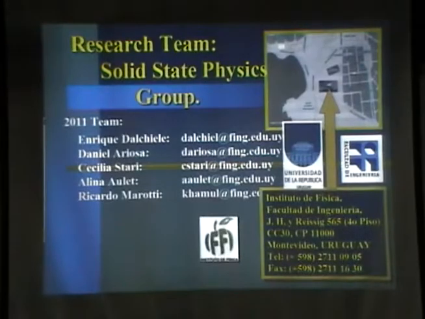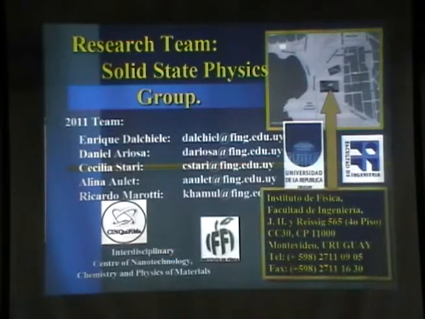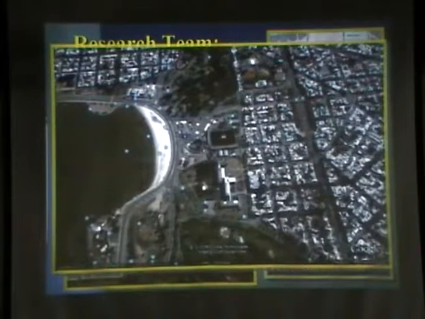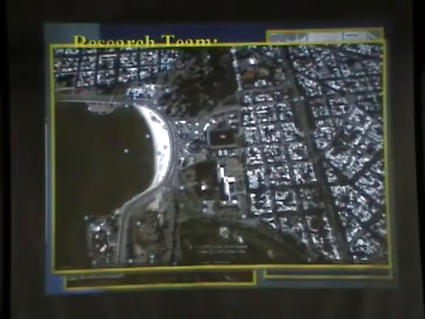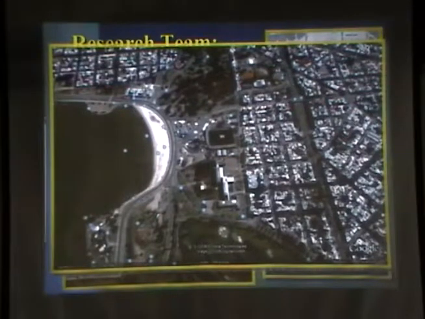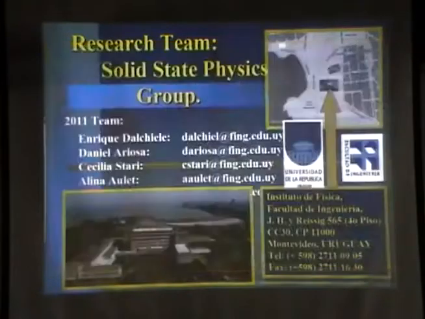Well, this is our building that you may already know. We are in the Physics Institute that is on the fourth floor of this building, right? Well, it's a map of the location. We are close to the beach. This is to take advantage that this is a winter summer school, so it's the beach for the summer. I don't know why it's a winter summer school because we are in autumn right now, but doesn't matter.